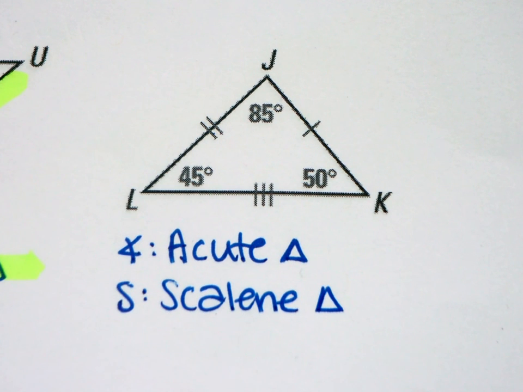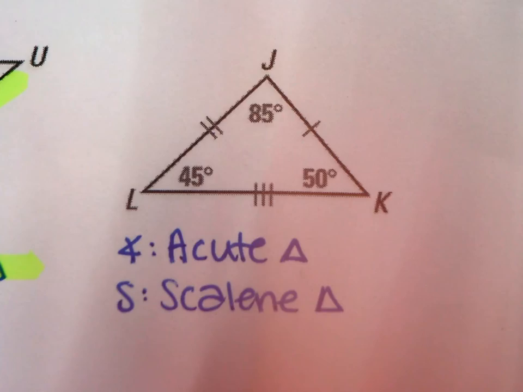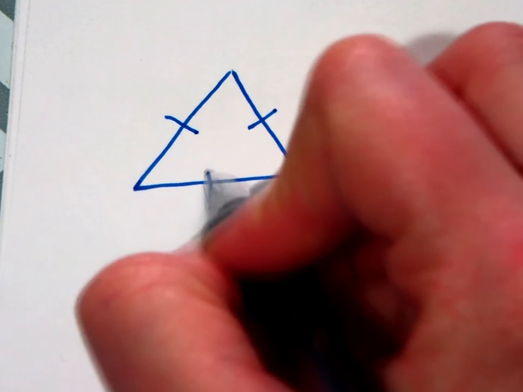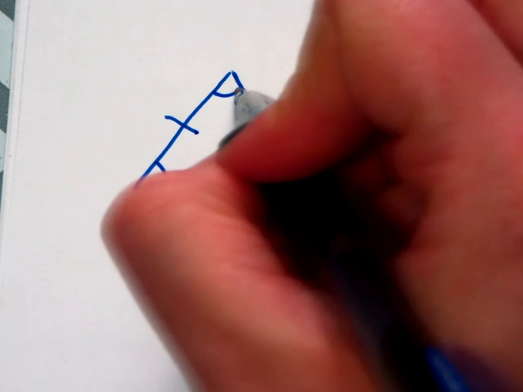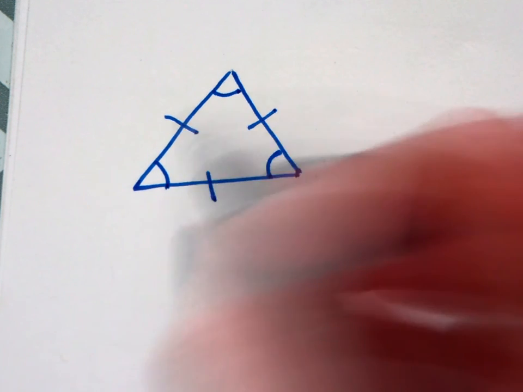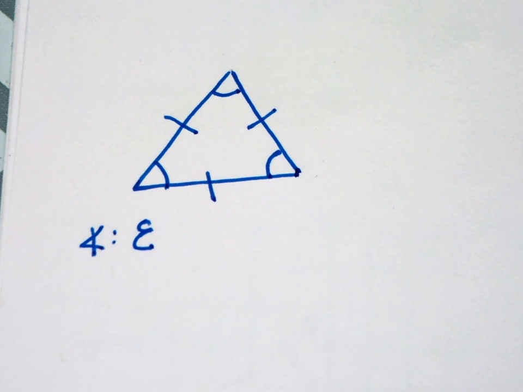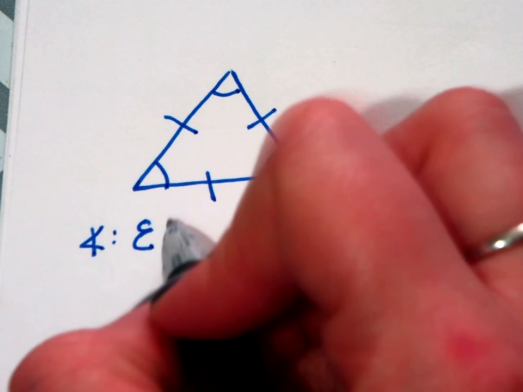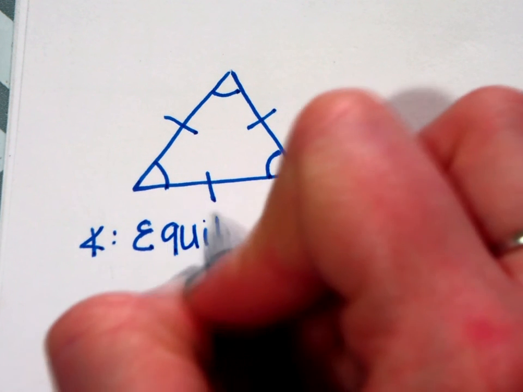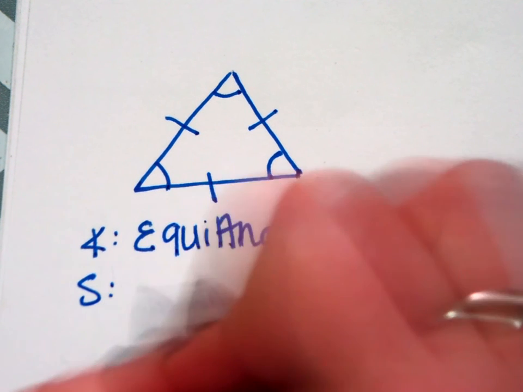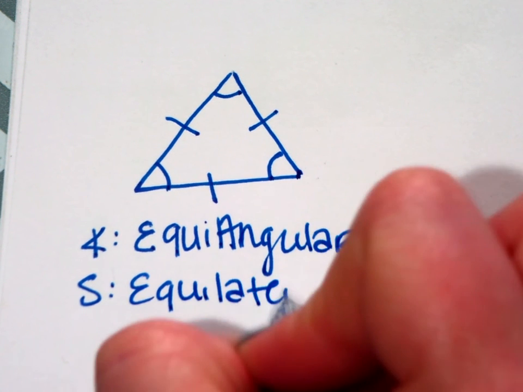I definitely didn't mean to leave off equilateral and equiangular, so let's go ahead and just add that down at the bottom. Down at the bottom here, I'm going to draw an equilateral triangle. Equilateral triangles have all angles the same and all sides the same. So all my angles are equal, all of my sides are equal. If I'm going to classify this by angles, this would be called equiangular. And if I'm going to classify it by sides, we would call it equilateral.